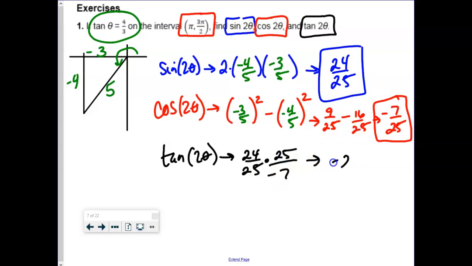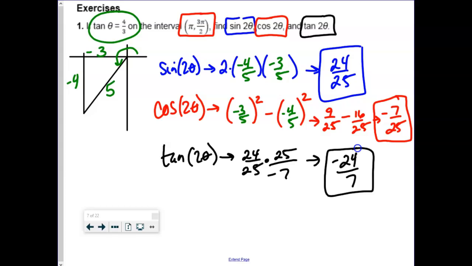25s will knock out, and you get a negative 24 over 7. So I just got a negative tangent ratio in the second quadrant. Make sense? Awesome. And all those should kind of go together in your brain. Can you envision a triangle with legs of 7, 24, and 25? Yes, because that's actually like a Pythagorean triple, isn't it?